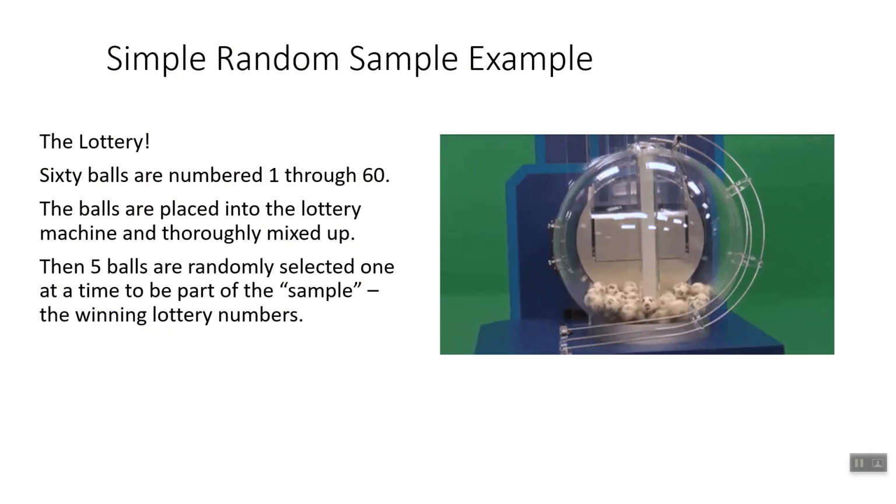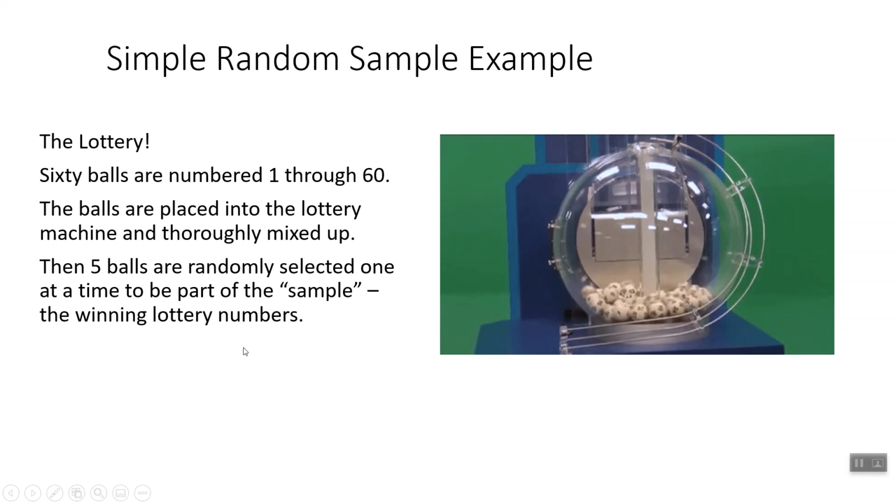All right, so examples of each one. So a simple random sample, a basic example of this would be the lottery. So we take 60 balls and we put numbers on them 1 through 60. The balls are placed into this machine. This is our simple random sample sombrero as far as we're concerned. And they are mixed up. You can see they're getting mixed up right in there.